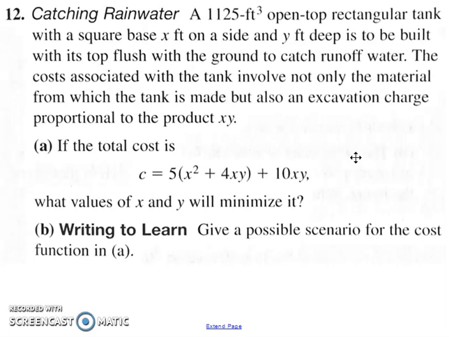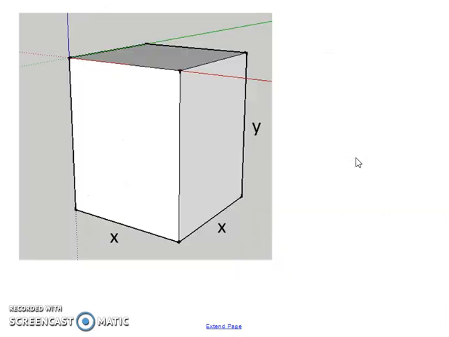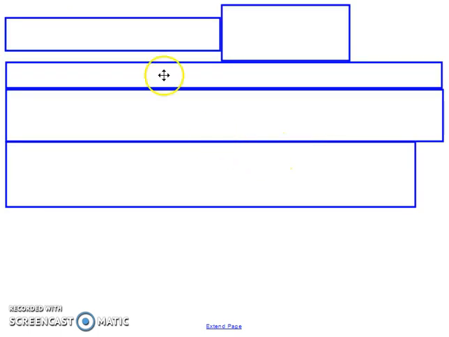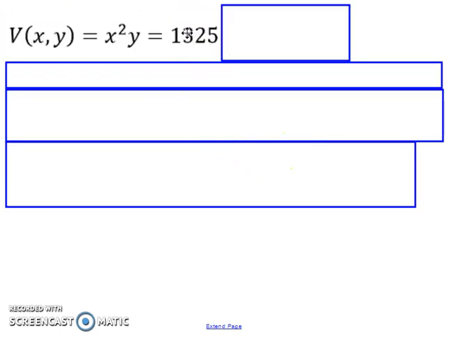So let's go ahead and look at the picture. Let's talk about the volume of this, because this is the one thing that's fixed. It's 1,125 cubic feet. So the volume of a prism is the area of the base times the height, which is x squared times y, and we get 1325. That's what they told me.